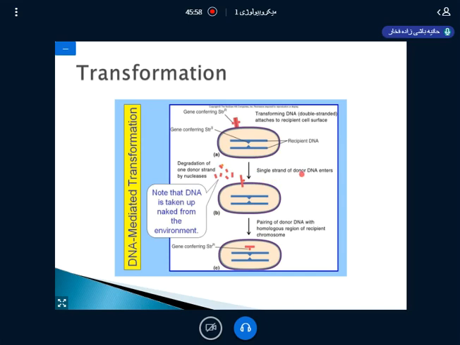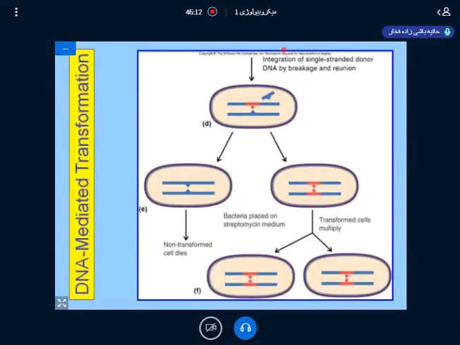Single strand of donor DNA enters our cell and goes to our DNA. This is integration of single strand donor DNA by breakage and reunion in our cell. Donor integration into our previous DNA makes a mutation. We have new DNA with mutation. These two strands open. One of them is natural, and one of them has DNA from the donor. We call this the new mutation bacteria, and it is like the previous, like the natural, like the mother. Yes or no? Do you understand?